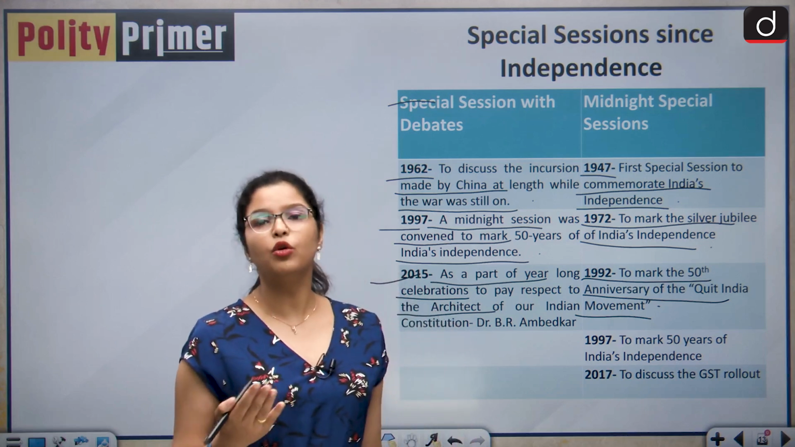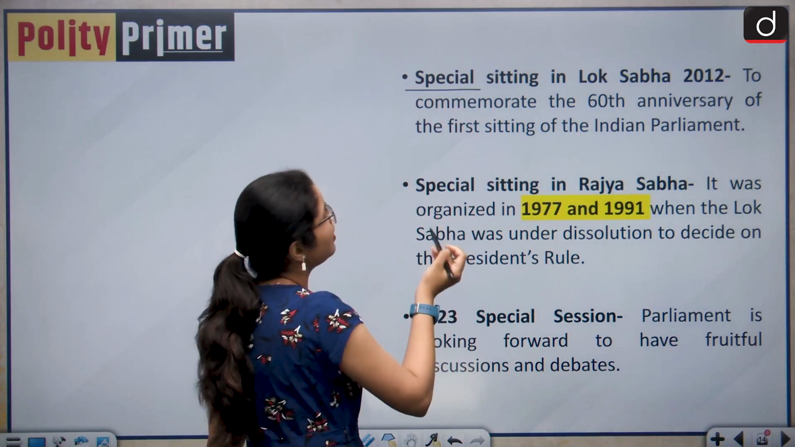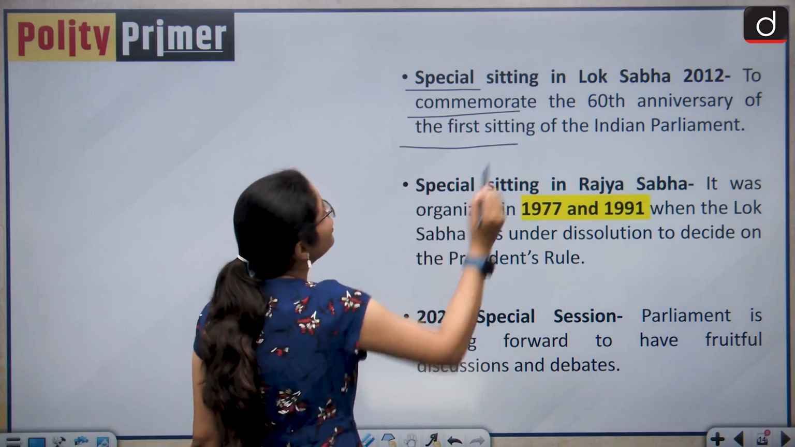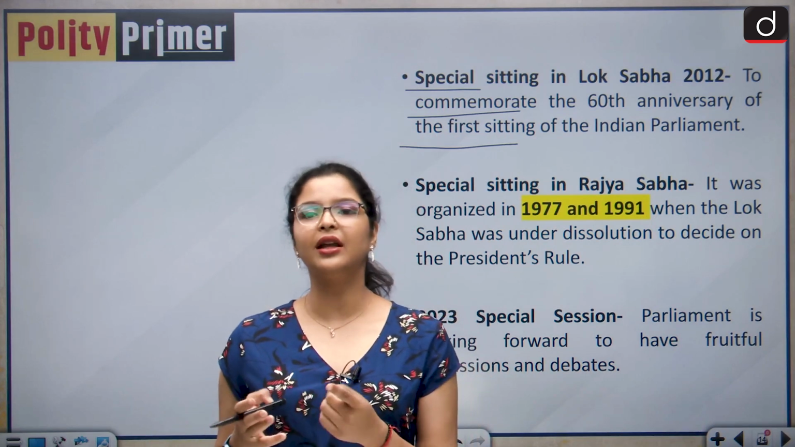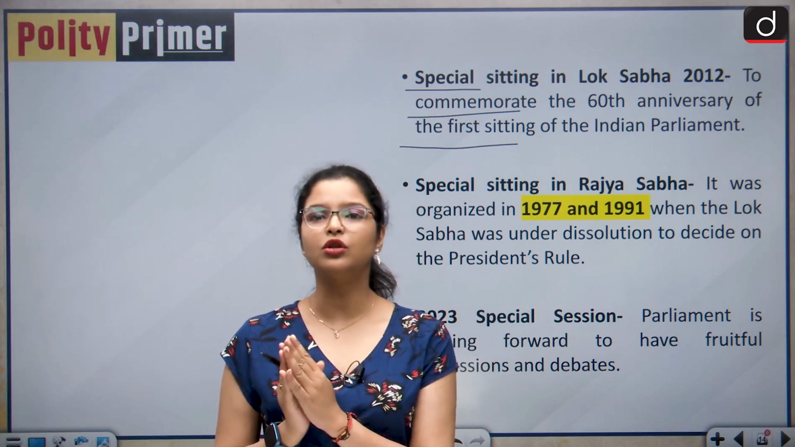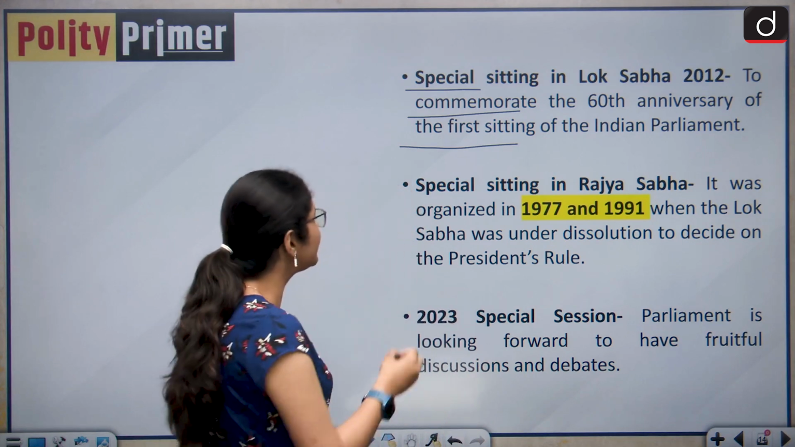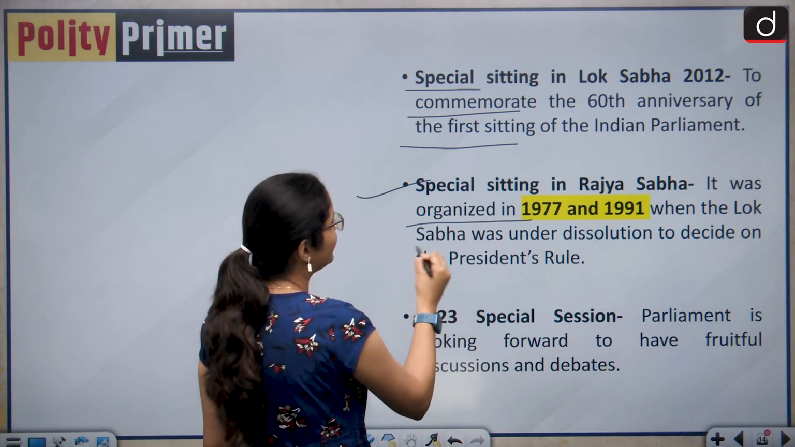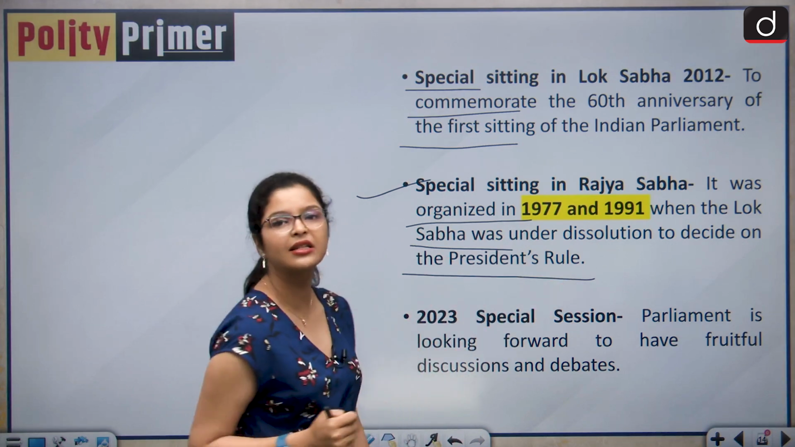Let us discuss some more of them, like the special sitting of the Lok Sabha in 2012. It was to commemorate the 60th anniversary of the first sitting of the Indian Parliament. So I have explained this before also, that the first sitting of the Indian Parliament happened, and in 2012 a special sitting was called to celebrate it. Then special sitting in Rajya Sabha. It was organized in 1977 and 1991 when the Lok Sabha was under dissolution to decide on the President's rule.